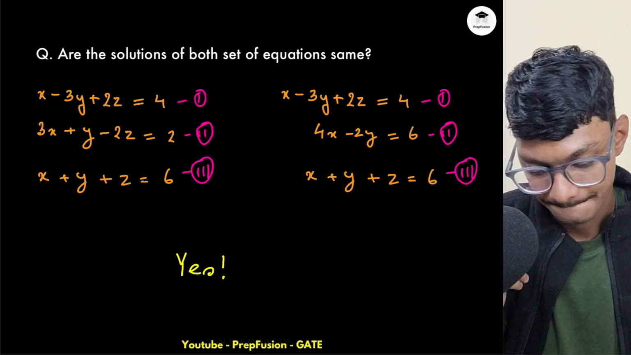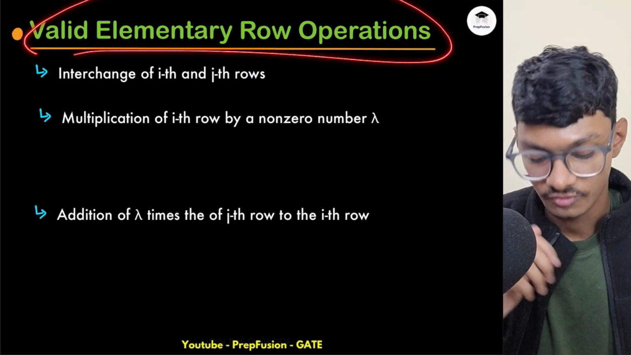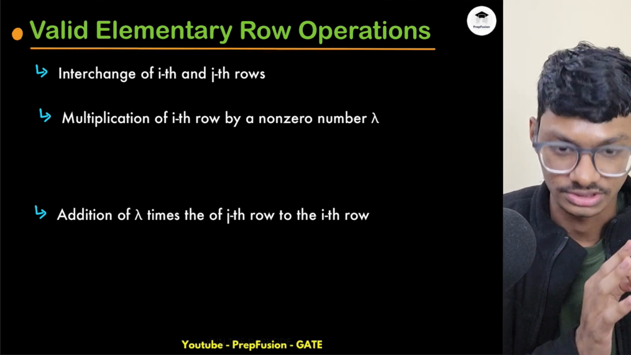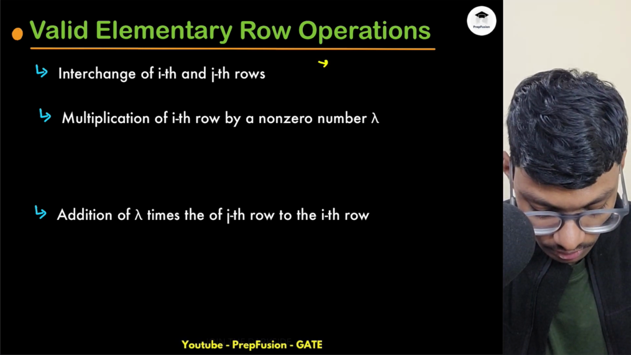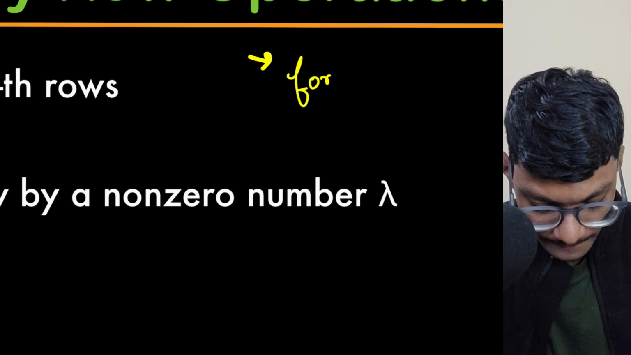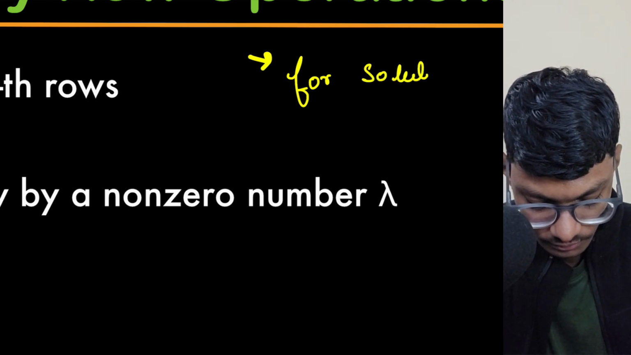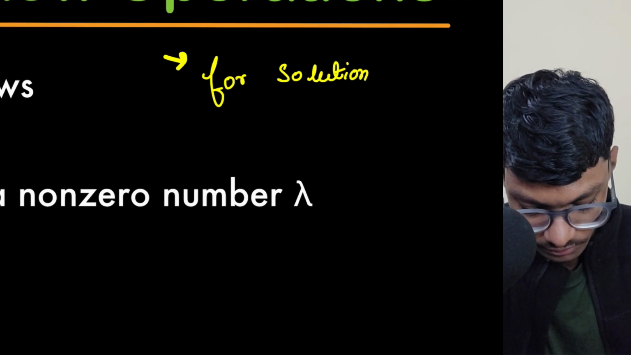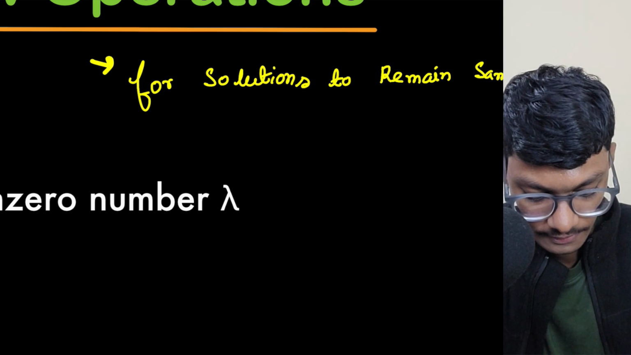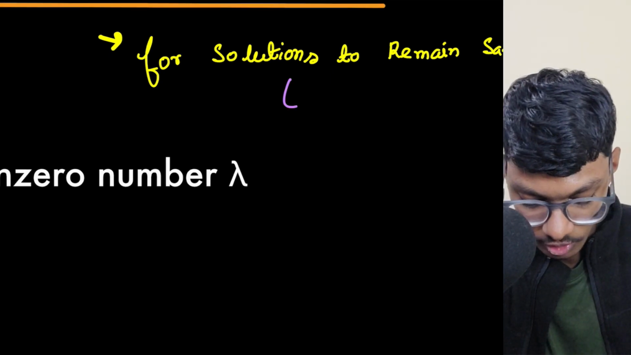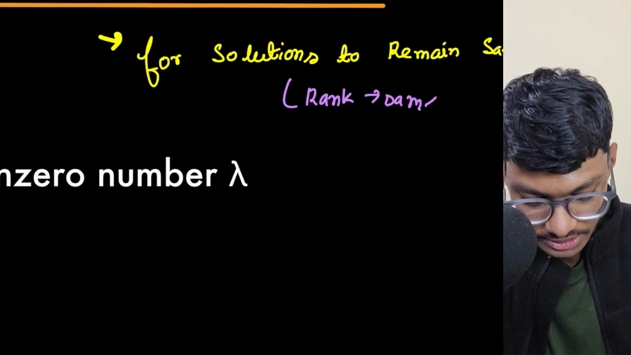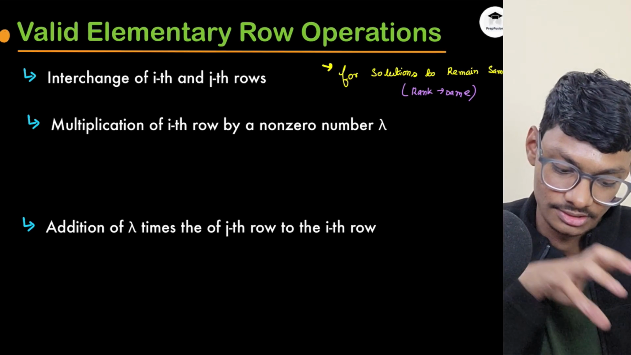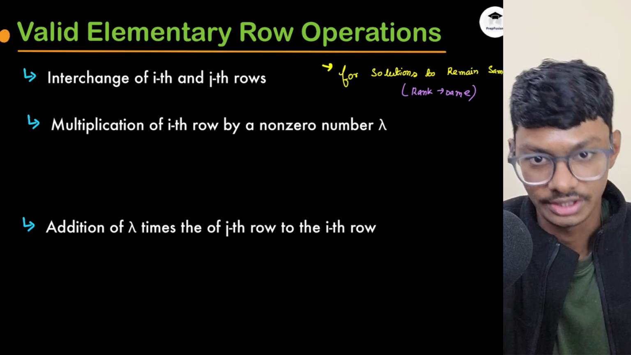They don't change the solutions. Hence, they are called valid elementary row operations on the coefficient matrix. What do we mean by valid? By valid, we mean the solutions remain the same, or in brackets, the rank remains the same. Don't worry about this yet. We'll understand it later; we just know the word rank helps us find the behavior, the type of solution we are getting.